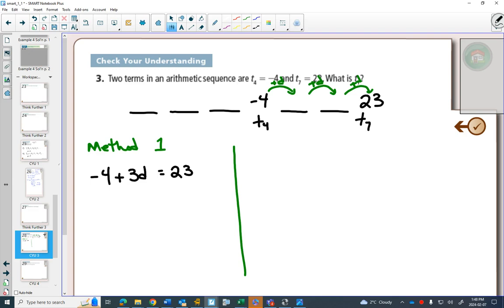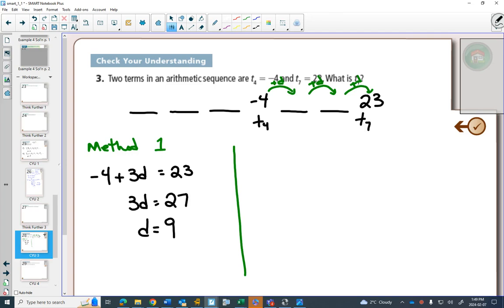Does that logic make sense? Because they told me it's an arithmetic sequence, I know there's that d value that you add every single time. And because I drew a picture, I'm like, oh, if I start with -4 and I add d 1, 2, 3 times, I'm going to get to 23. And the equation lets us solve for d. I can add 4 to both sides. Then I have 3d is equal to 27. I can divide both sides by 3 and get d is equal to 9.